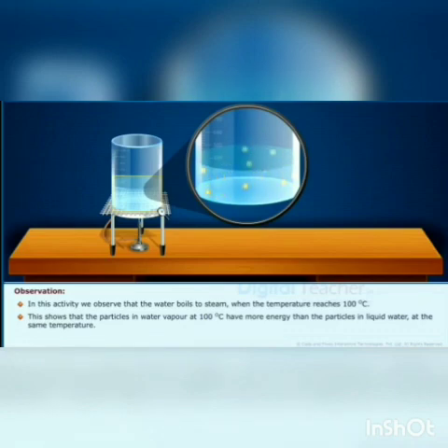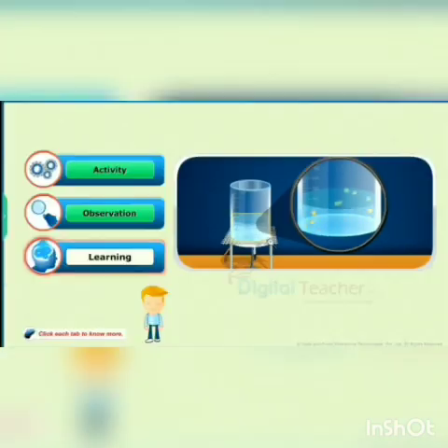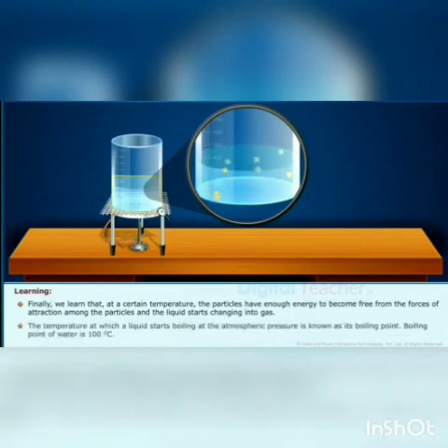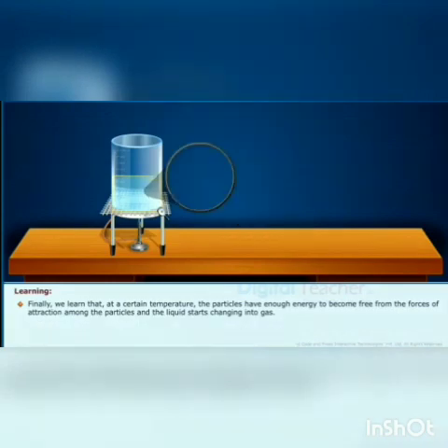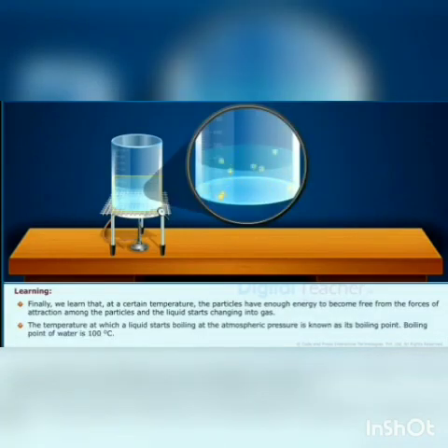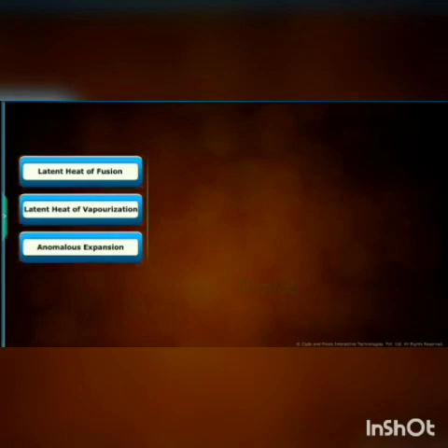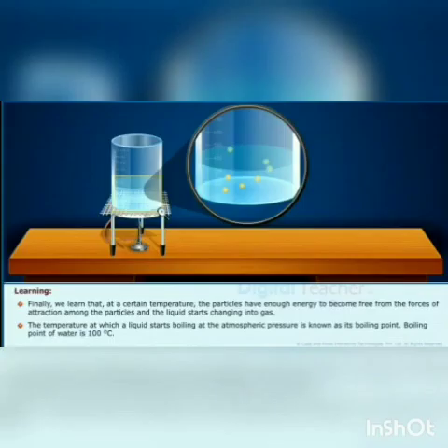This shows that particles in water vapor at 100 degrees Celsius have some more energy than the particles in liquid at the same temperature. Finally, we learn that at a certain temperature, the particles have enough energy to become free from the forces of attraction among the particles, and liquid starts changing into gas. The temperature at which a liquid starts boiling at atmospheric pressure is known as the boiling point. The boiling point of water is 100 degrees Celsius.